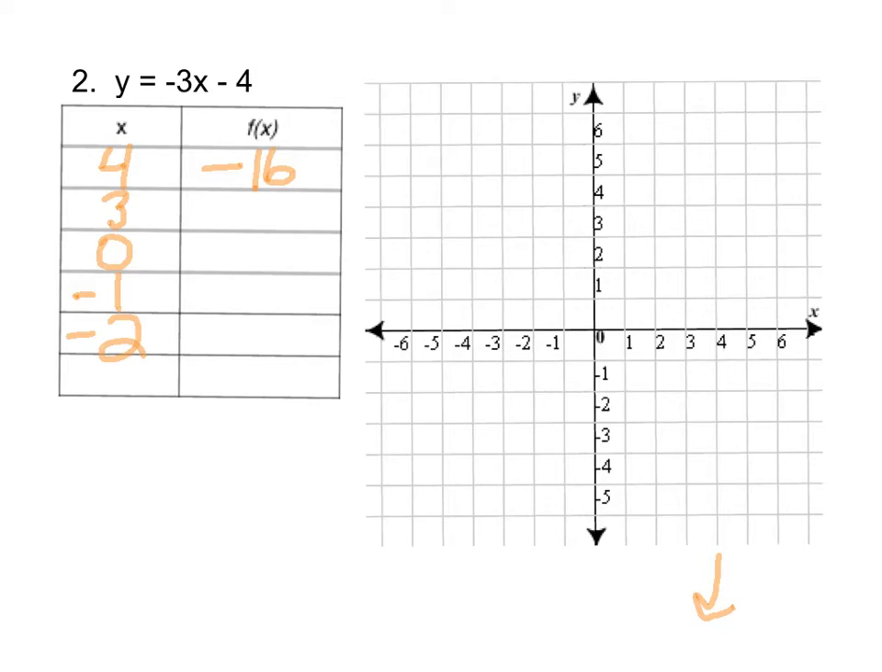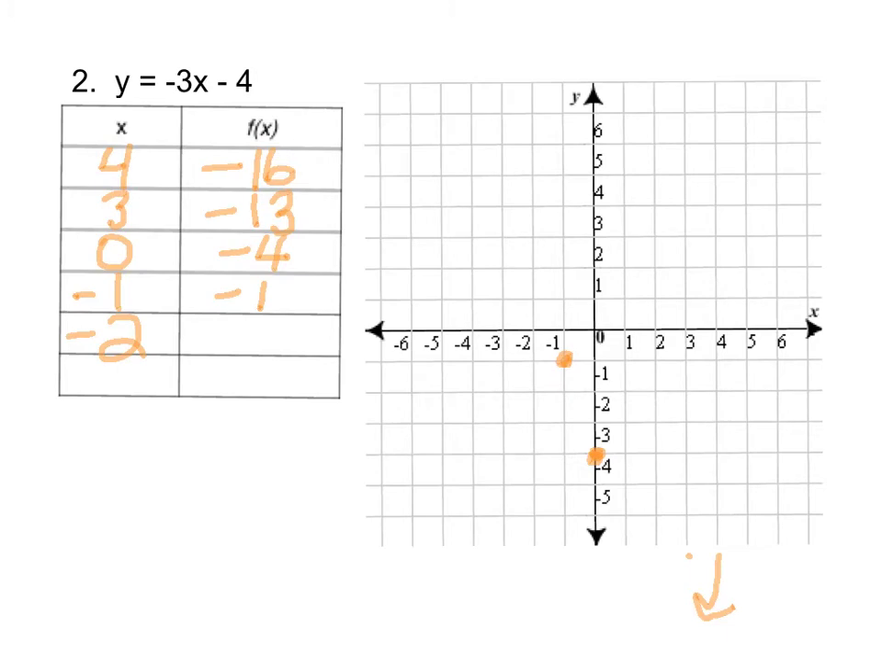So we have negative 3 times 3 is negative 9, minus 4 is negative 13. Again, way down off of our graph. We have negative 3 times 0 is 0, minus 4 is negative 4. This one has made it onto our graph, and it is right here. Negative 3 times negative 1 is positive 3, minus 4 is negative 1. So we have negative 1, which is here.